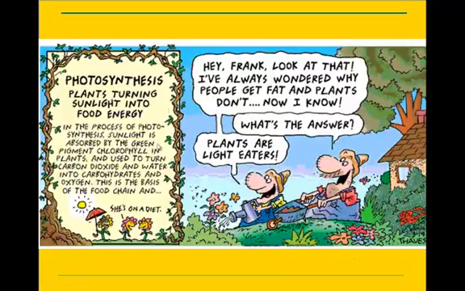And really the best part is this little panel on the left. And it's very accurate scientifically. It says, photosynthesis, plants turning sunlight into food energy. In the process of photosynthesis, sunlight is absorbed by the green pigment chlorophyll in plants and used to turn carbon dioxide and water into carbohydrates and oxygen. This is the basis of the food chain, and so on. But really, the very best part is where one little daisy has a parasol and her friend says she's on a diet. If only dieting were so easy.